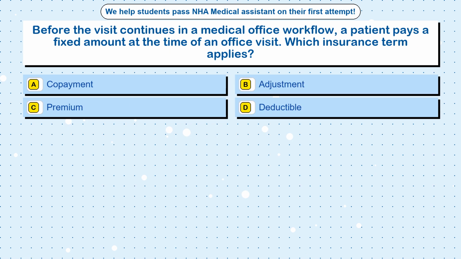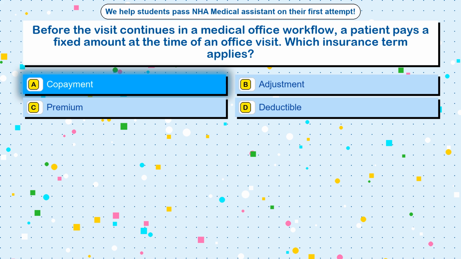Question 21. Before the visit continues in a medical office workflow, a patient pays a fixed amount at the time of an office visit. Which insurance term applies? Option A, copayment. Option B, adjustment. Option C, premium. Option D, deductible. The correct answer is option A, copayment.